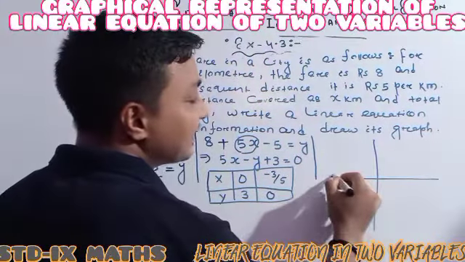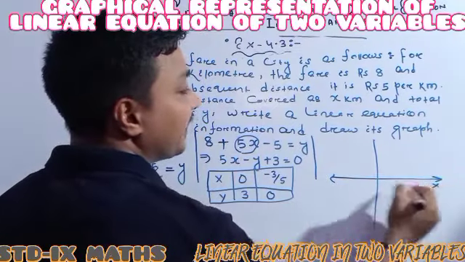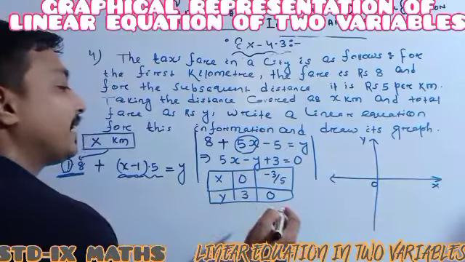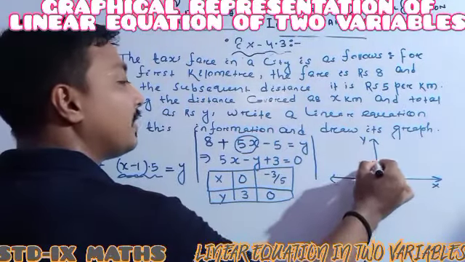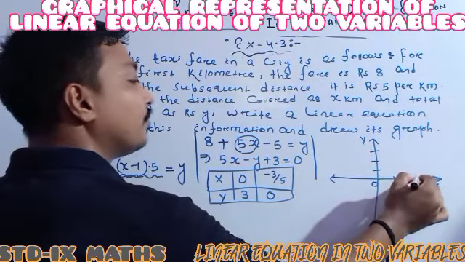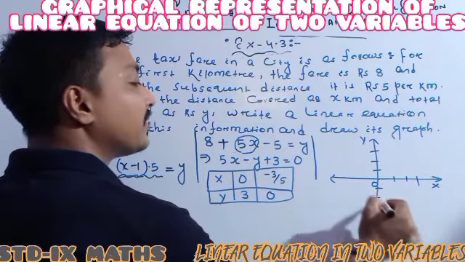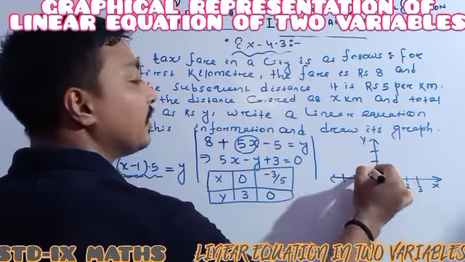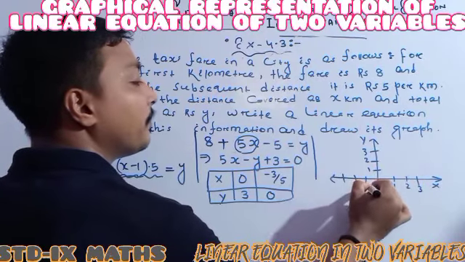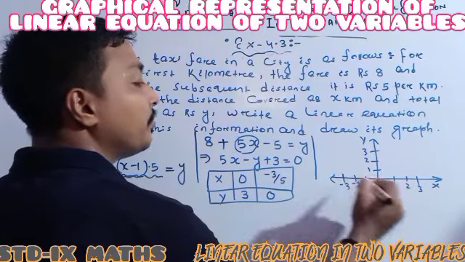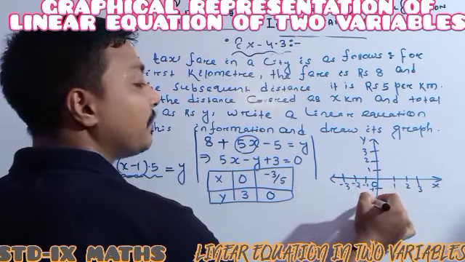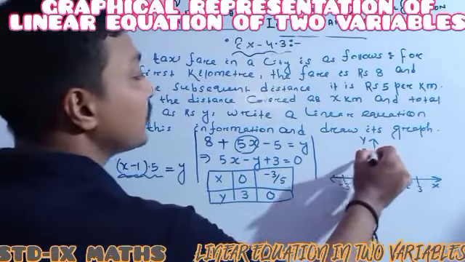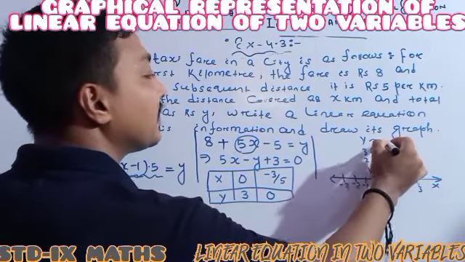Here it is the x-axis, here it is the y-axis, here it is the origin. Here you can easily find 1, 2, 3, and minus 1, minus 2, minus 3 on each axis. So the first one is our 0, 3, which means the point is here.